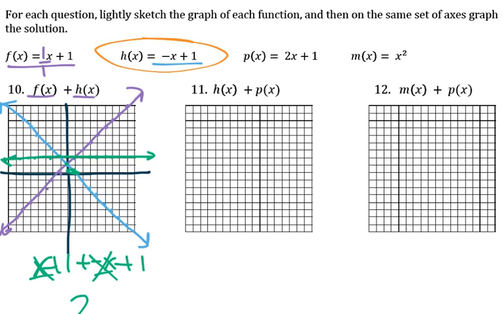Okay, and the next one, h of x. So we've got that one again. So let me make my y-axis my x-axis. So once again, it looks like this. There's h of x. Now p of x is 2x plus 1. So we start at plus 1, but the slope this time is 2 over 1, so I go up 2 over 1, up 2 over 1. Following that pattern, or down 2 to the left 1.